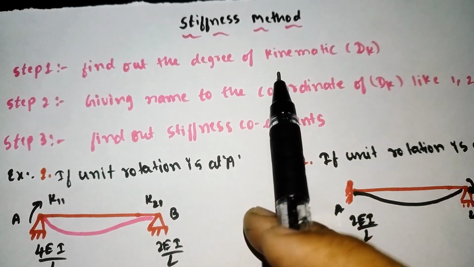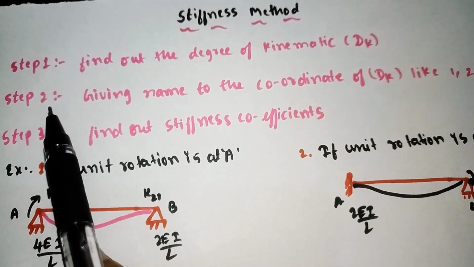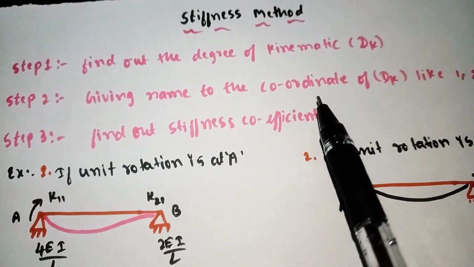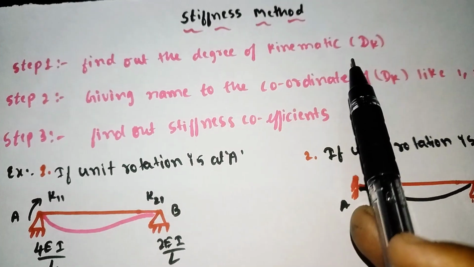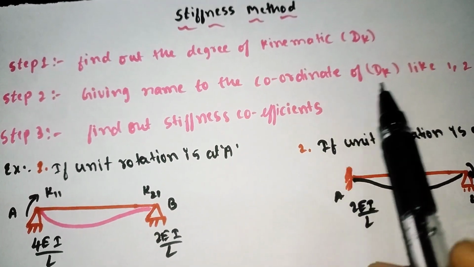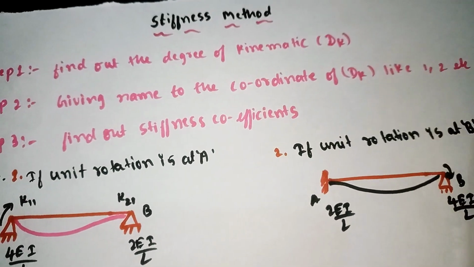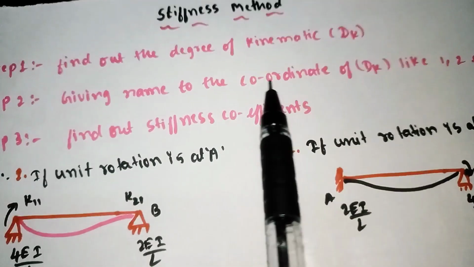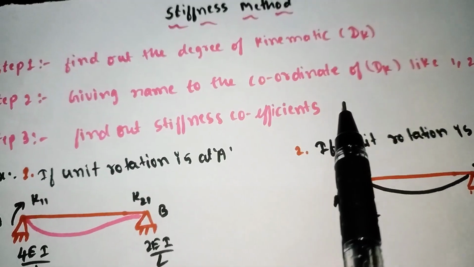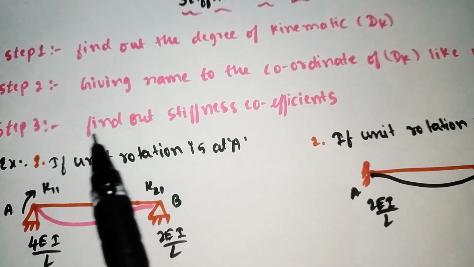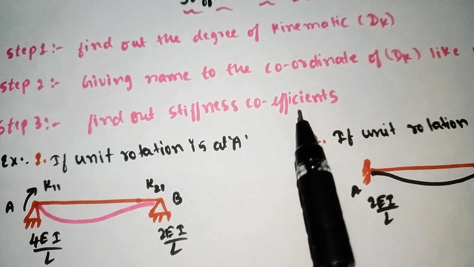After that, step number 2 is giving names to the coordinates of dk. If you get dk 2, then name them 1, 2. If you get dk 3, name them 1, 2, 3. Like that we have to give names to the coordinates. Step number 3 is to find out the stiffness coefficient.